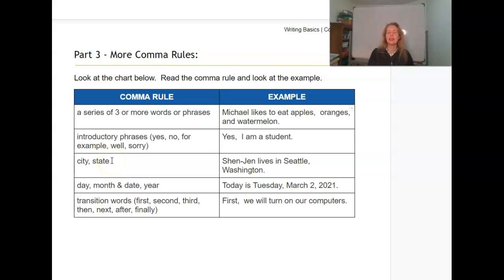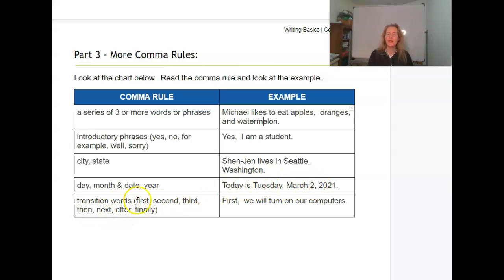Between a city and a state, you use a comma. Shenzhen lives in Seattle, Washington. So there's a comma between the city and the state. The day, the month and the date, and then the year. So today is Tuesday. There's the day. I need a comma. March 2nd, not after March, after 2nd. And then you have the year. So we have a comma after the day and a comma after the date.